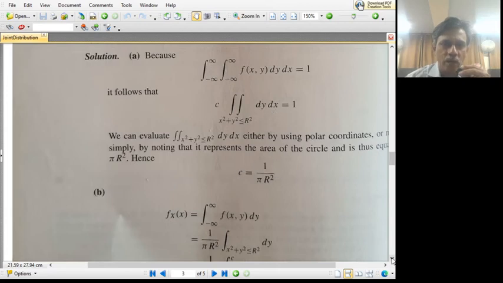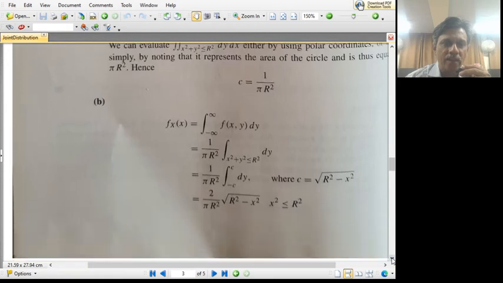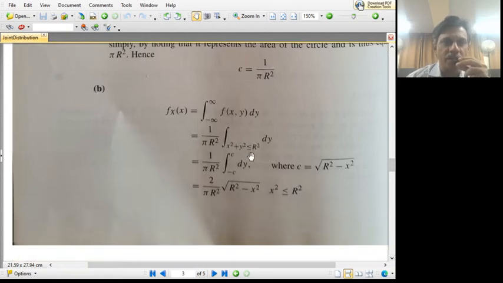Well, now let us move on to find the marginal density function. Fx of x is given by the integral from minus infinity to plus infinity of fxy dy. We are integrating out y. Putting the value of c, which is 1 over pi r squared, and this is the region x squared plus y squared is equal to r squared, dy, because fxy is nothing but c, which is taken out. So we have to do integration only with respect to y.